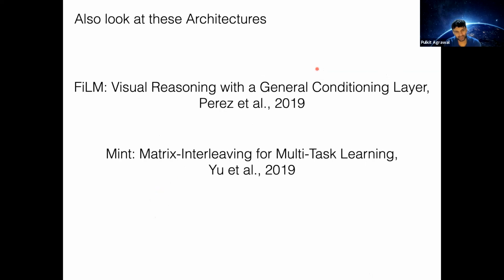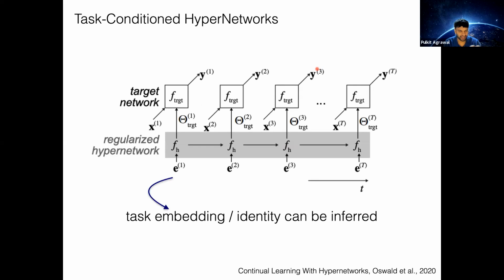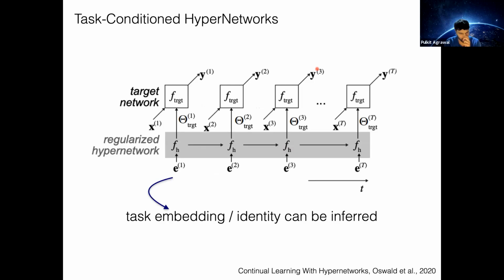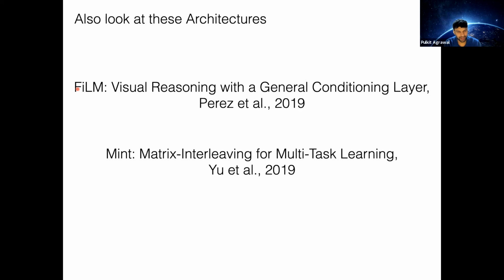There are other papers such as FiLM or MINT. If you're interested, I encourage you to look at them. My purpose with these 2 slides is to point you to the relevant literature where you try to infer the task ID and how, given a task ID, we can generate weights for a new task, right? And FiLM and MINT are also ways of modifying weights of a network depending on some side information.